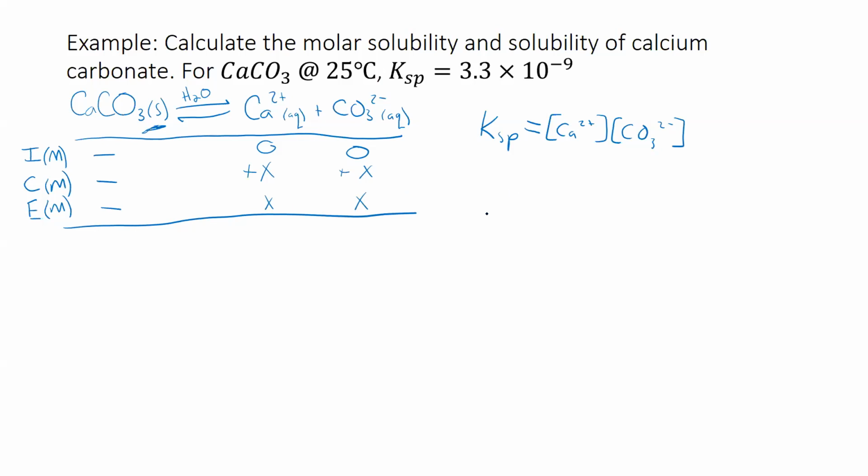In doing this particular calculation, it's pretty straightforward. We just plug these values into the equilibrium constant expression. So KSP is 3.3 times 10 to the minus 9. That's going to equal X squared. And so X will be the square root of 3.3 times 10 to the minus 9. You can calculate that, and it comes out to 5.4 times 10 to the minus 5.